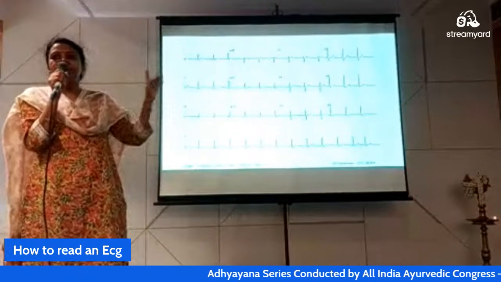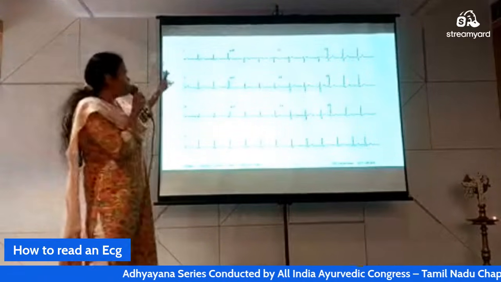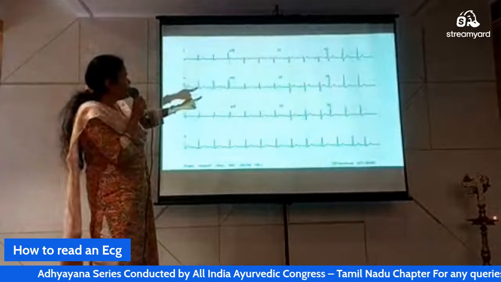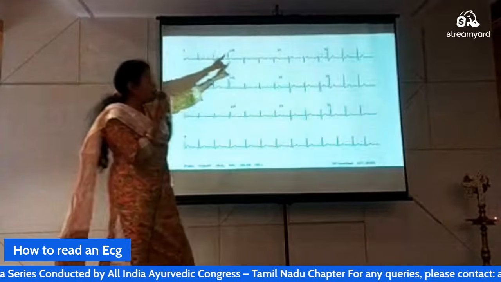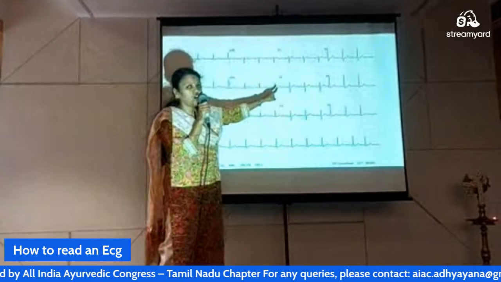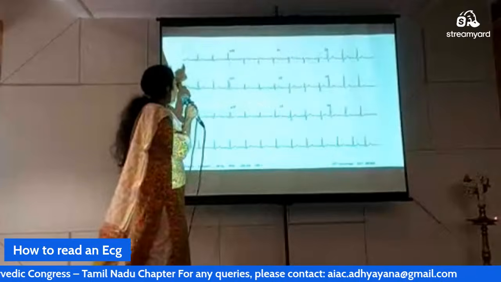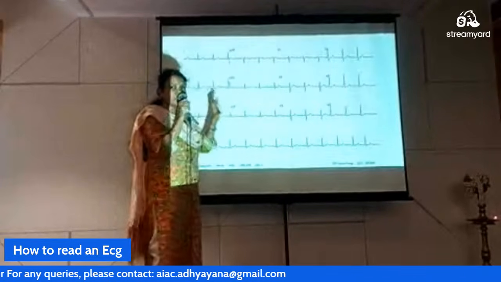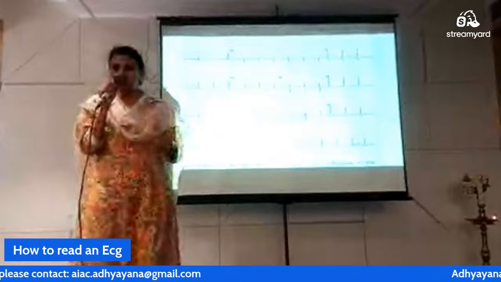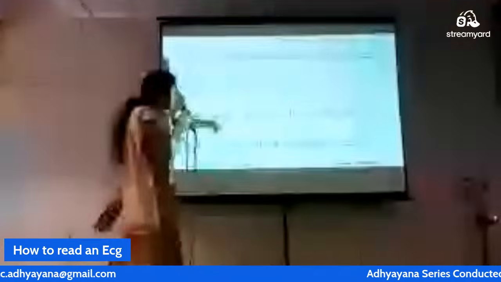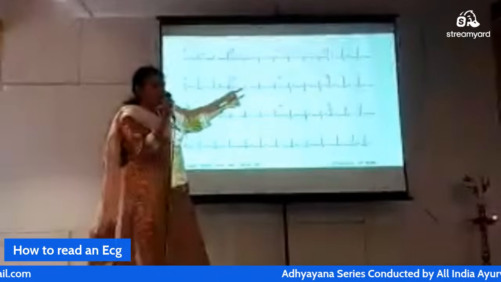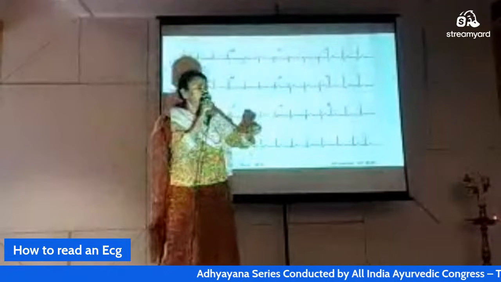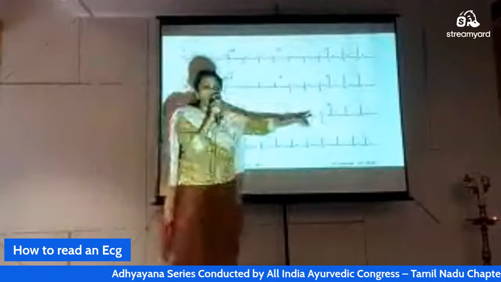It is called a lead. This is named like this, in its pattern. So 1, 2, 3, AVR, AVL, AVF, V1 to V6. V1 to V6 are called chest leads, and 1 to AVF are called limb leads. Whatever information you are getting from the limbs, you will get in these 6 leads, and whatever information you are getting from the chest, you will get in V1 to V6.